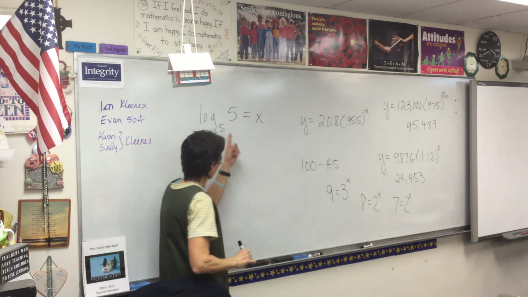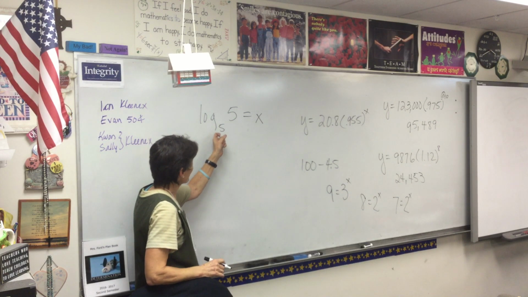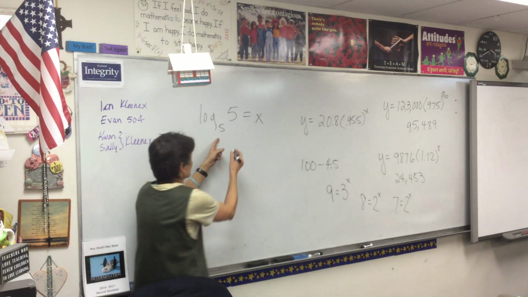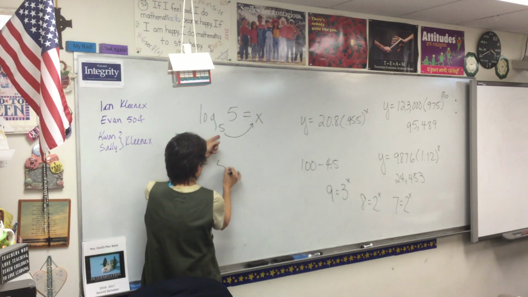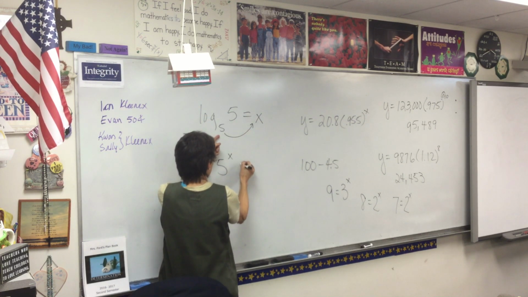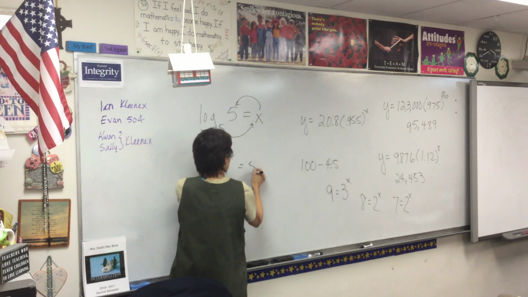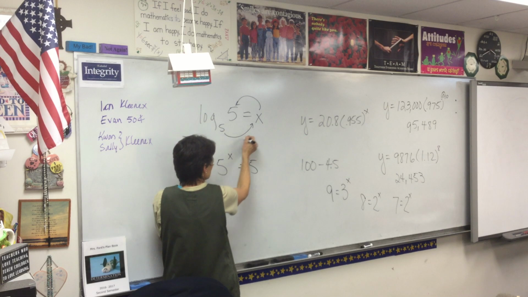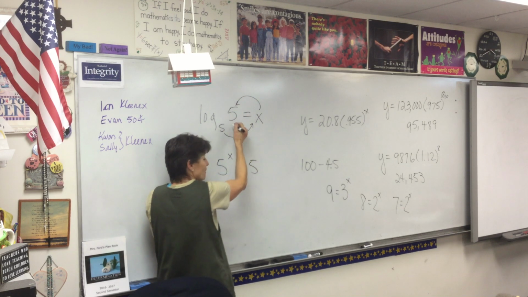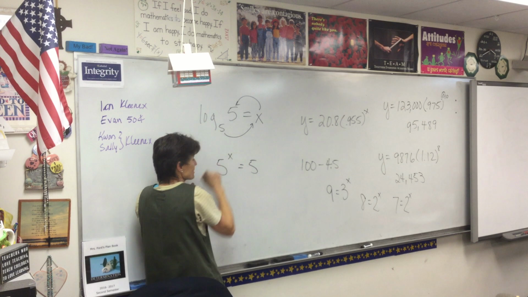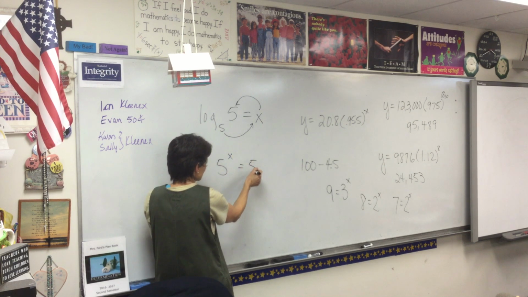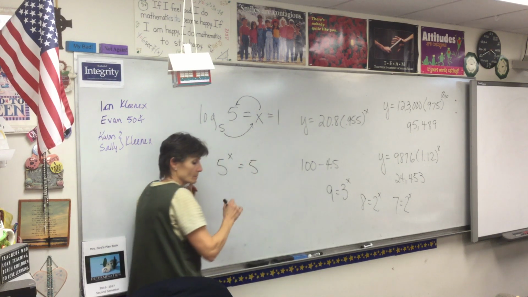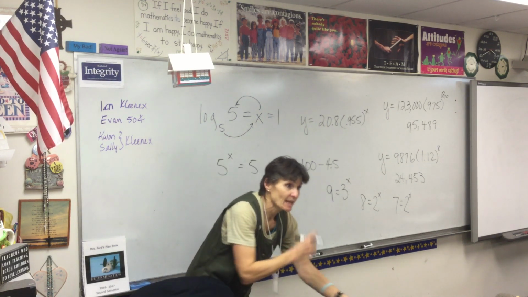In order to solve that problem, in order to figure out what this equals, we rewrite it like this: 5 to the x equals 5. We call it loop-de-loo. 5 to the x equals 5. So what is the answer to that problem? If 5 to the x equals 5, x must equal 1. I thought we did that last year. You did this last year. Okay.